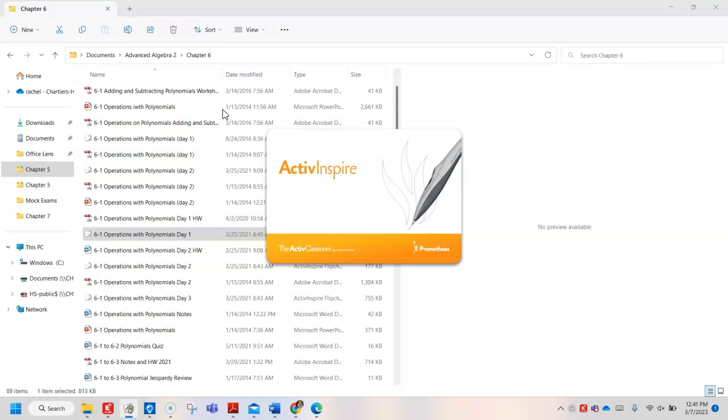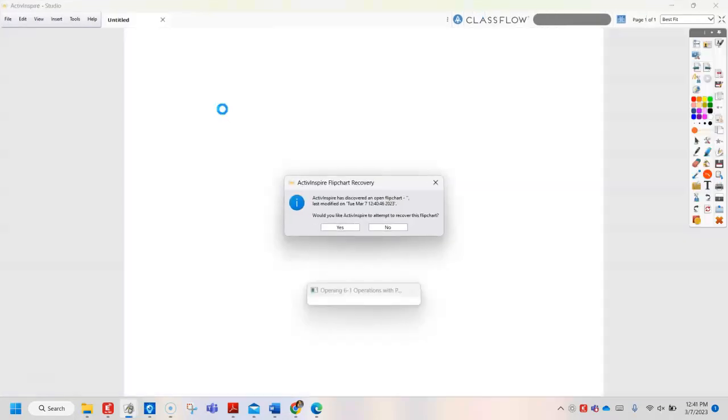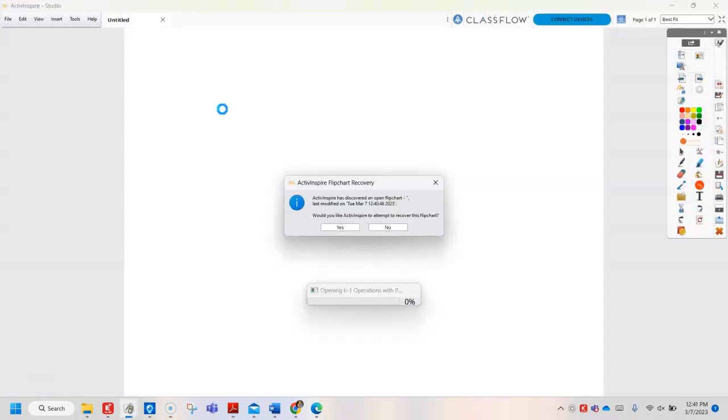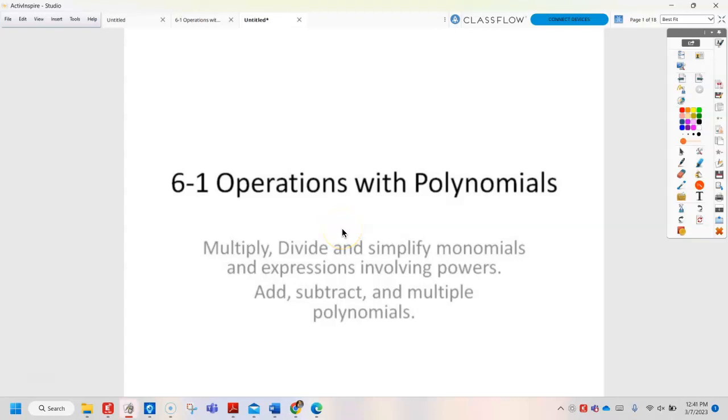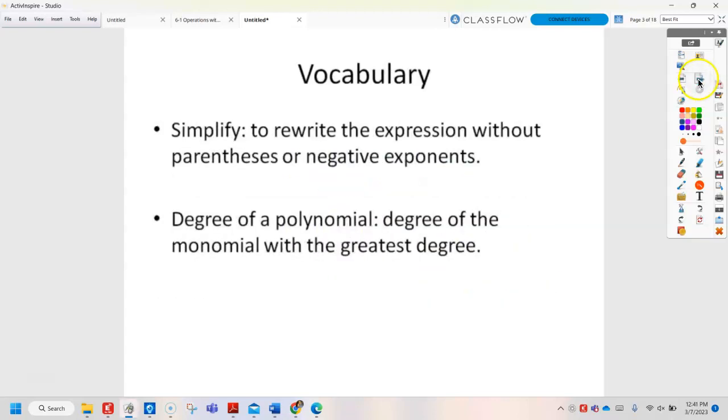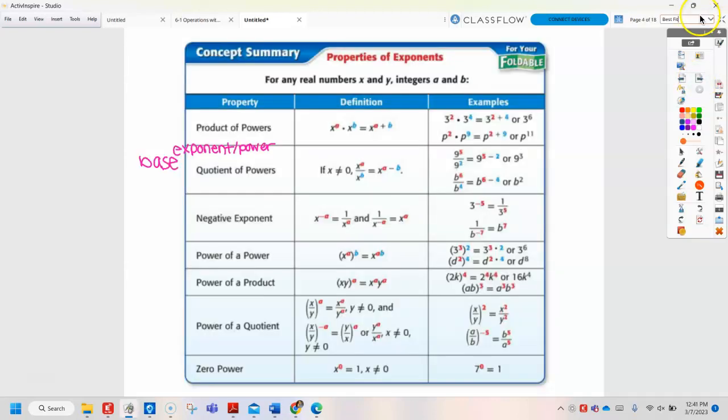Again. All right, a product of powers. A product of powers says that you have two variables being multiplied together, and when you multiply two variables together, you add their powers. So a product of powers says that if you have two variables being multiplied together, we add their powers.